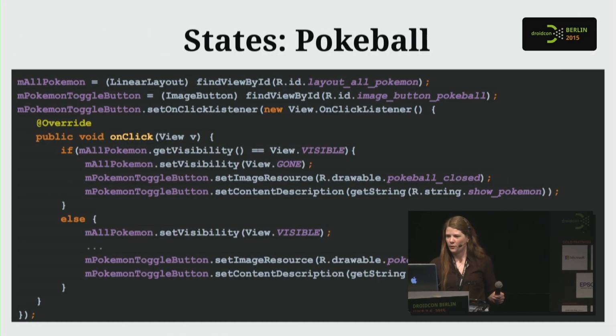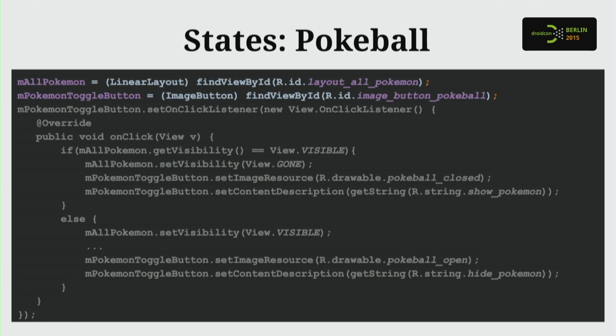So here's the code for it. This is the Java code. So these two first items, all Pokemon, was that layout that contains all of my Pokemon. And the Pokemon toggle button is the one that we're focusing on right now. Here's our on-click listener. And so when the Pokemon are currently visible and you've clicked on the button, you're going to want to hide them. So you set the image resource to the closed Pokeball, and then you just set the content description to show Pokemon, because now you're talking about the next action that the user would take. So this is how you set a content description in Java, quite simple again.